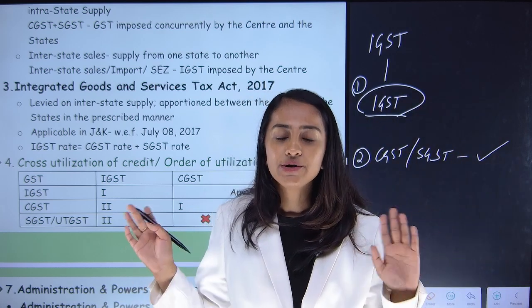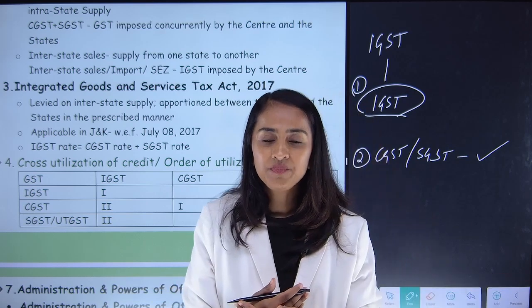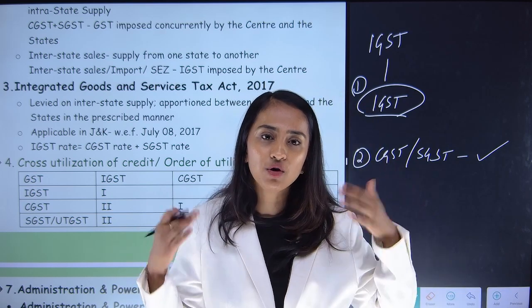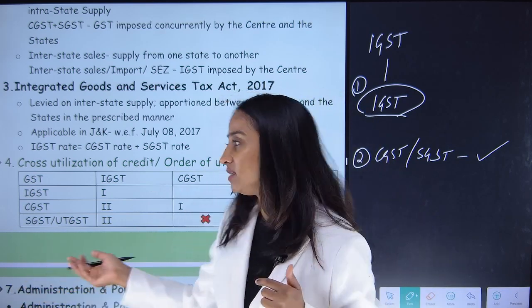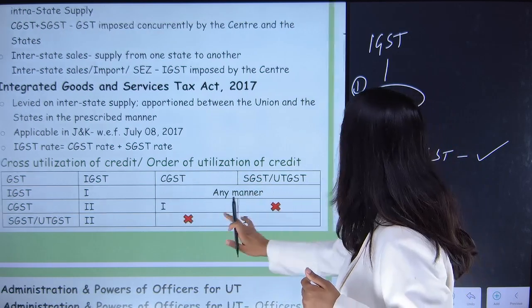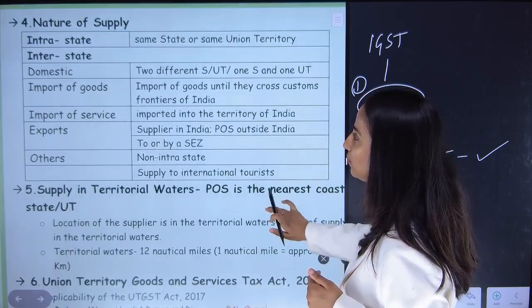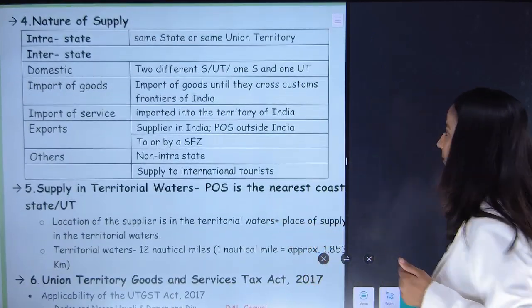Cool, are we good? So the takeaway from this is CGST and SGST cannot be used for one another. CGST, SGST are utilized for themselves first and then apportioned to IGST. Can you please look into this table? So it says the same. Fine. Alright. So this is a revision video. I'm still trying to explain a lot of things, but I want to be really quick.